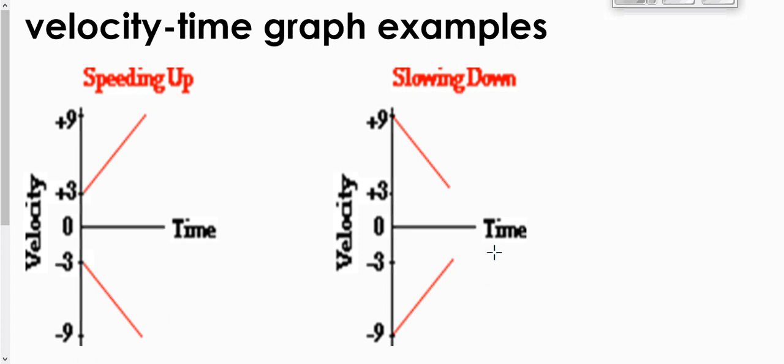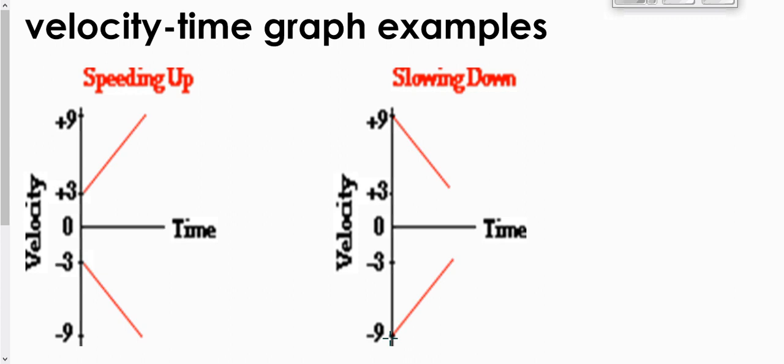These lines in these two graphs show slowing down. At the start time, my object started at 9 meters per second, but as time progresses, it eventually slows down to 3 meters per second. It has a slower velocity. Because we are on the positive side of the line, we are slowing down in the positive direction. The object is moving forward.